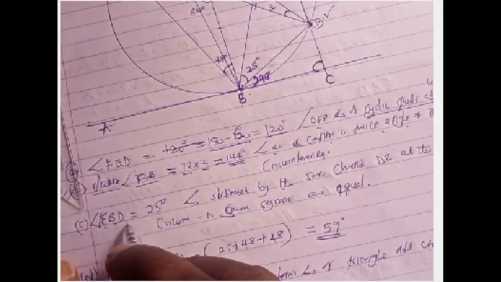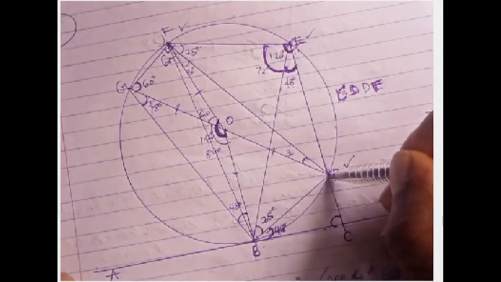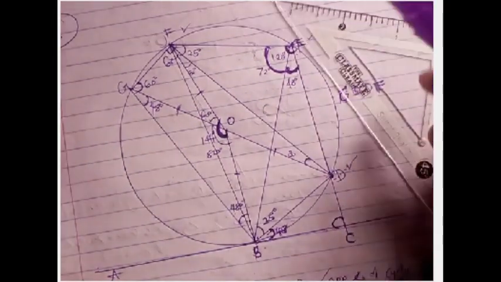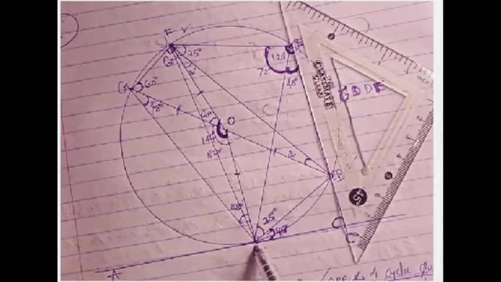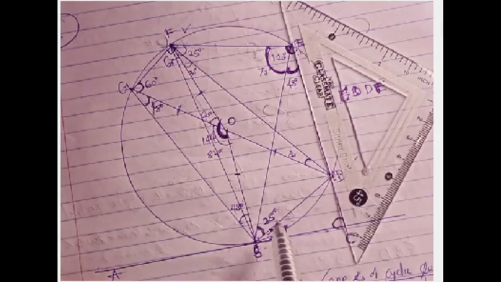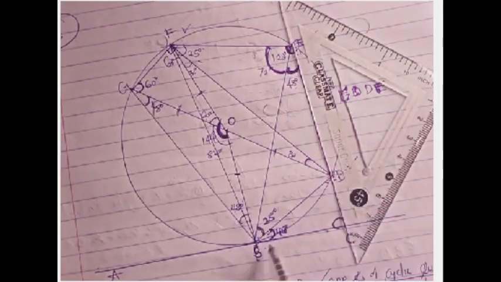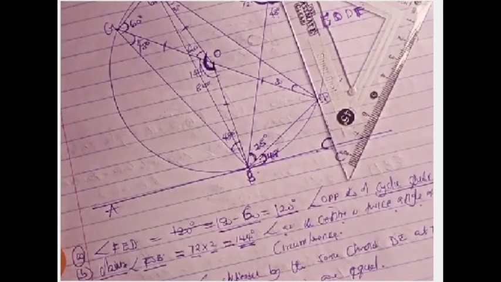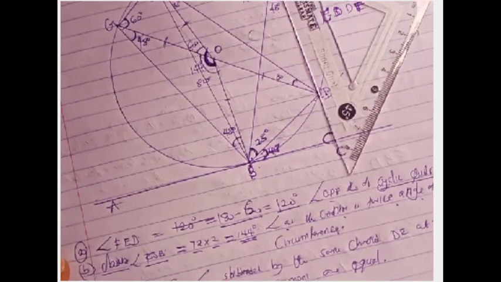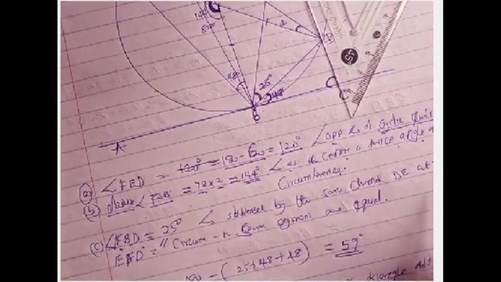Part E, angle EBD. Let's locate angle EBD. Consider the chord DE. Chord DE is subtending angle EBD at the circumference, and it is also subtending angle EFD. Since EFD is 25, angle EBD will also be 25. So EBD equals angle EFD, which equals 25 degrees. Why? Angles subtended by the same chord DE at the circumference in the same segment are equal.